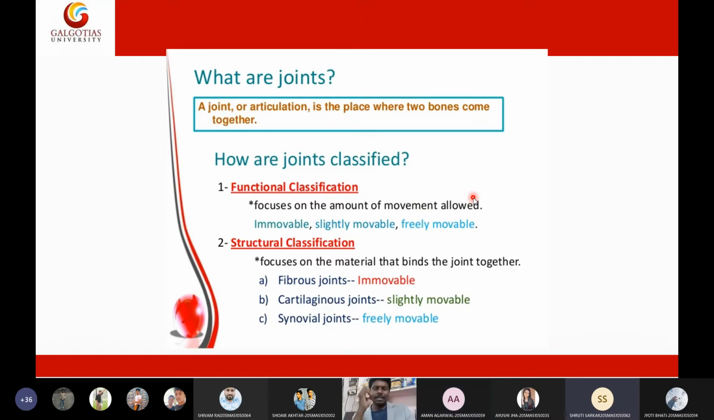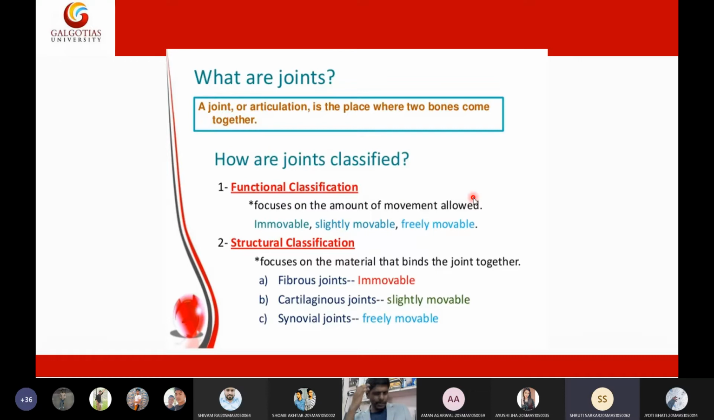Superb. Then, what are the types of fibrous joints? Sutures, gomphosis, and syndesmosis. What joint is present between the two bones of the forearm, radius and ulna? Syndesmosis. And what is the joint present between the tooth and jaw? Gomphosis.